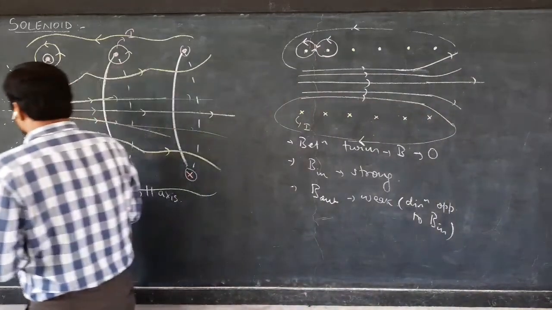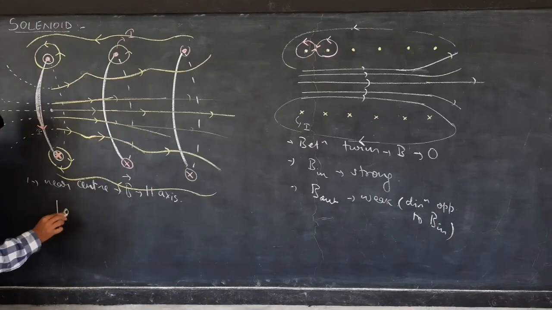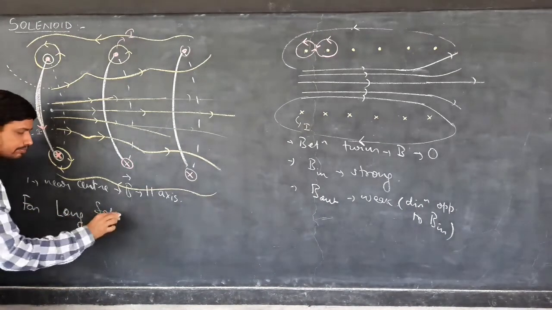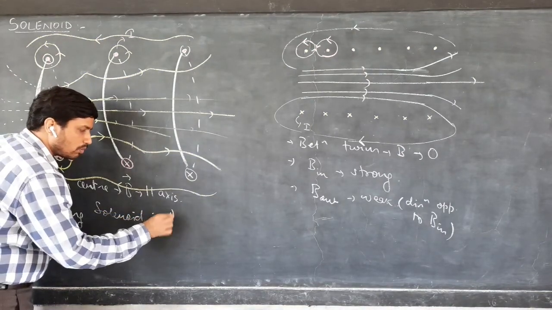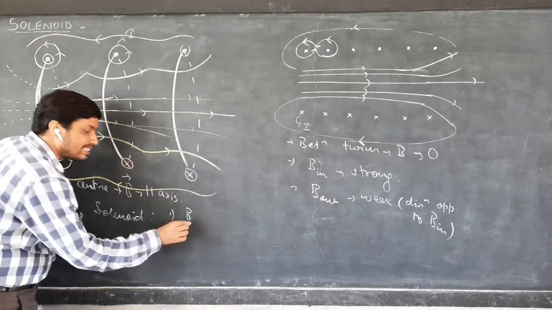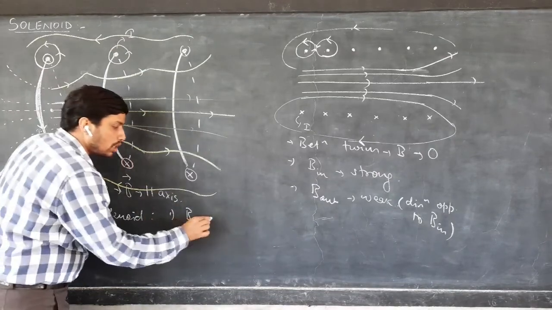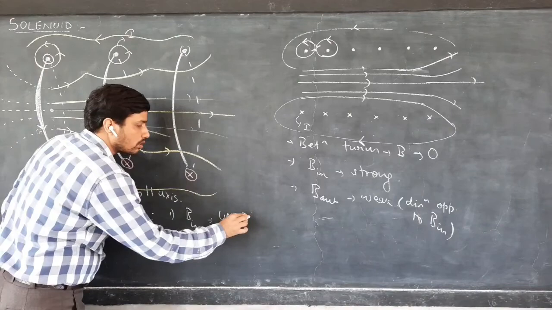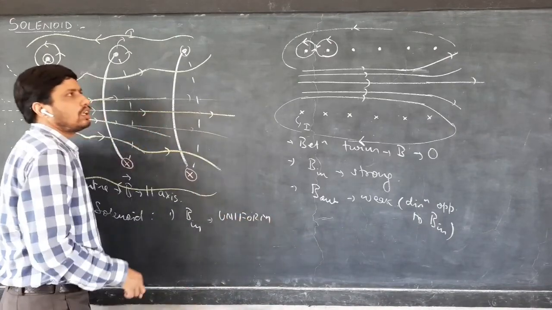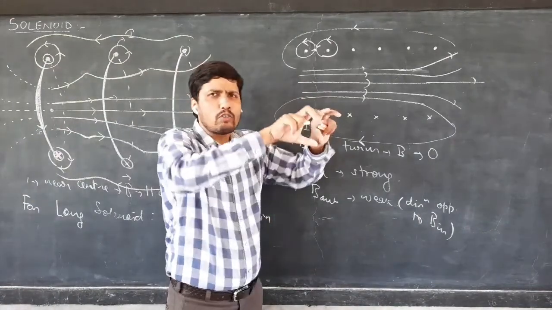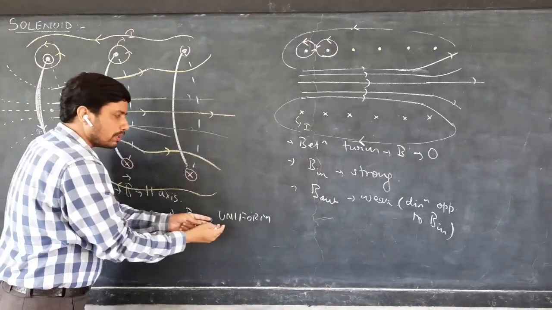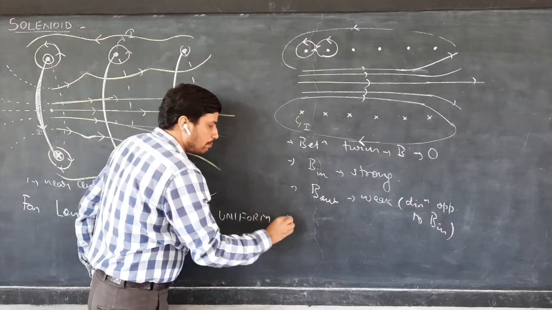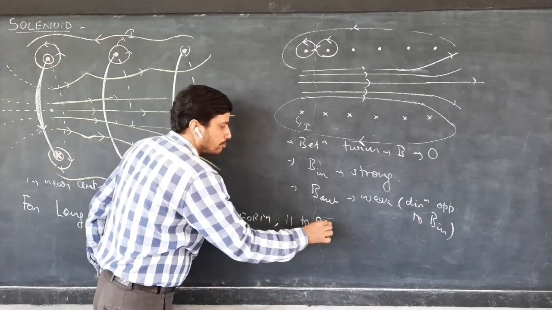Now as we make the solenoid long, for a long solenoid, what assumptions will we make? Number one, the magnetic field inside the solenoid, B in, will become uniform. Very important. If you pack the turns tightly and make it very long, then the magnetic field inside the solenoid will become uniform and will be parallel to the axis. Point number one.